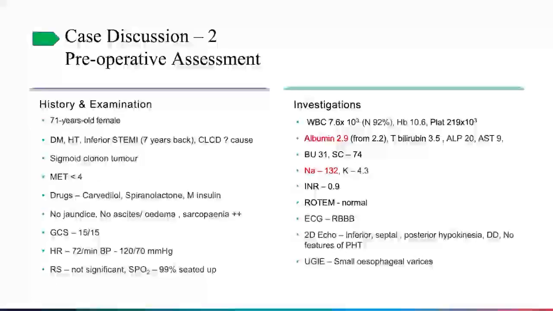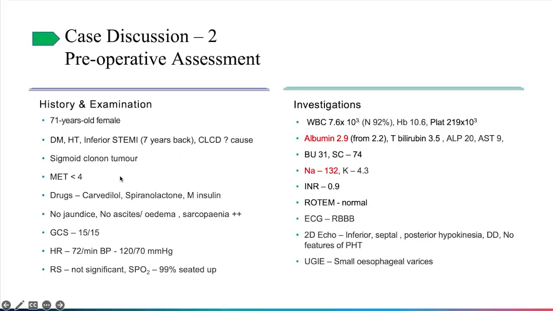So this is the second case. Again, we did this last week. This is a 71-year-old female patient with a known history of type 2 diabetes, on insulin, hypertension, and had an inferior STEMI 7 years back. And she is also a known patient of CLCD. We didn't know the cause.